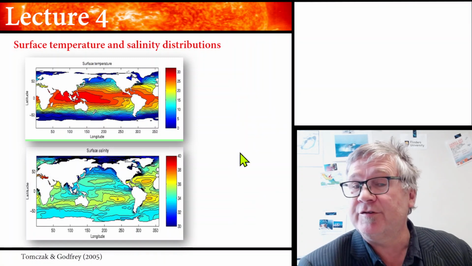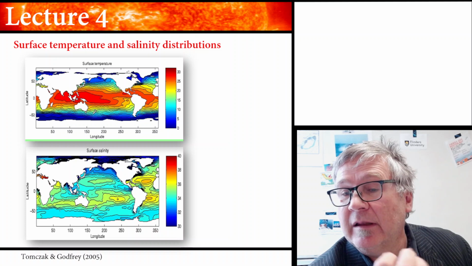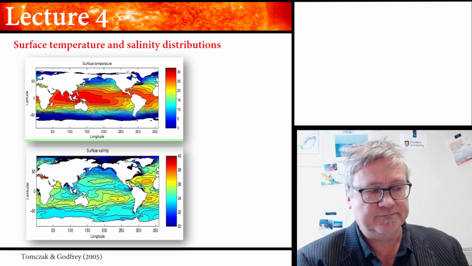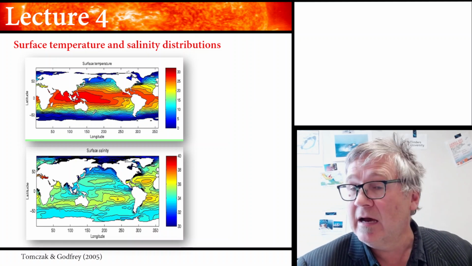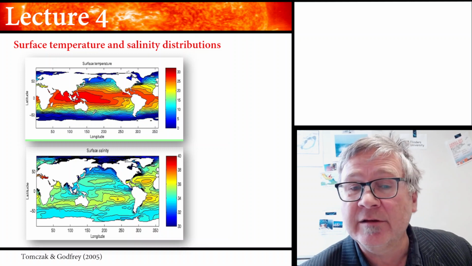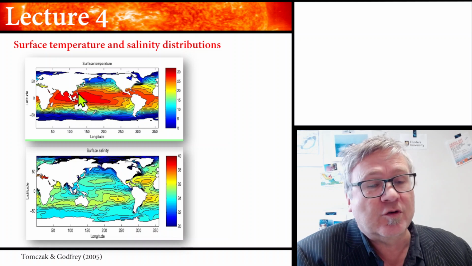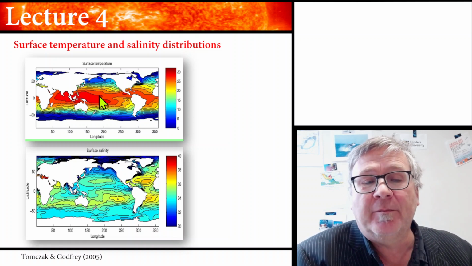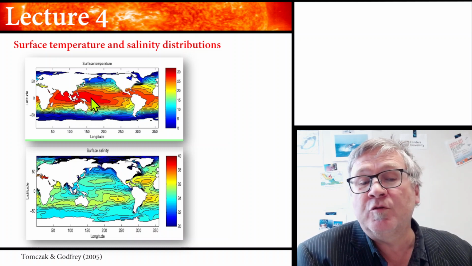The top image shows you the surface temperature distribution, the surface waters of the ocean. Let's talk about that first. Have a look at it. What's shown here in colors are temperatures in degrees Celsius, and the lines actually show you contours. Contours are lines along which you have the same temperature. If you cross a line, you move to a different temperature.